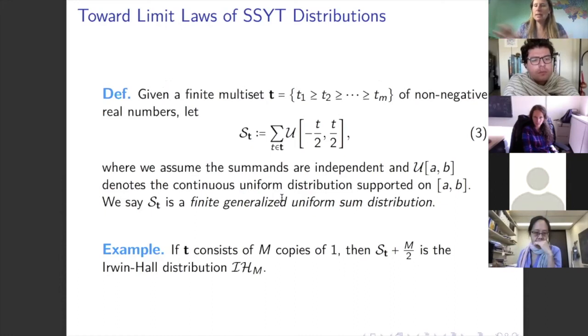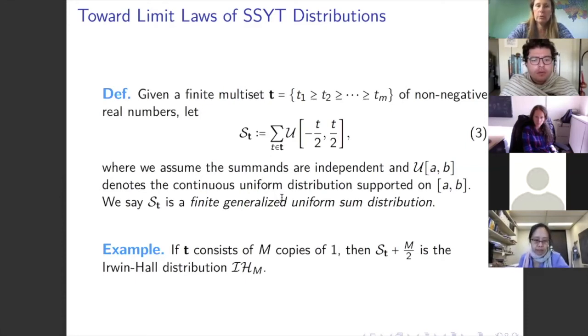If we standardize that thing, it won't matter if they're spread all out or not. You might as well make them all have mean 0. And so I'm going to think of them always as just sums of uniform random variables that straddle the line 0 and are symmetric. So U of minus t over 2 to t over 2, those are the basic ones. And for any sequence of real numbers t1 greater than or equal to t2 up to greater than or equal to tm, we could add up uniform distributions that have those bounds, and that's going to be a finite generalized uniform sum distribution.